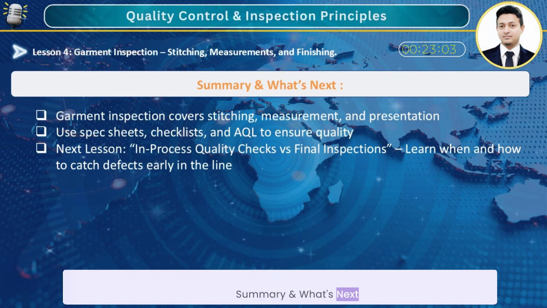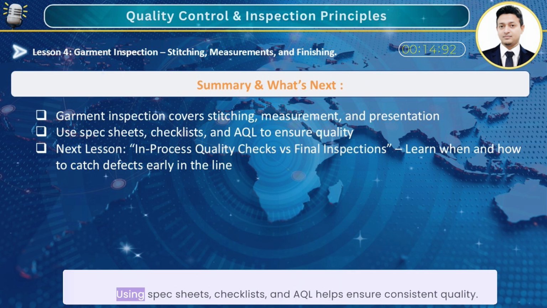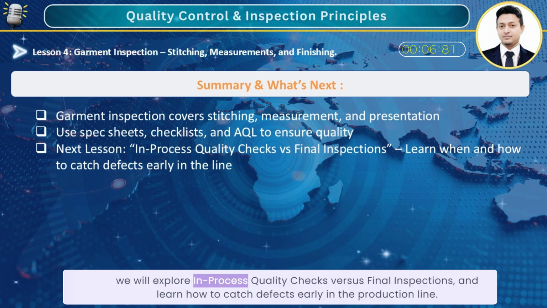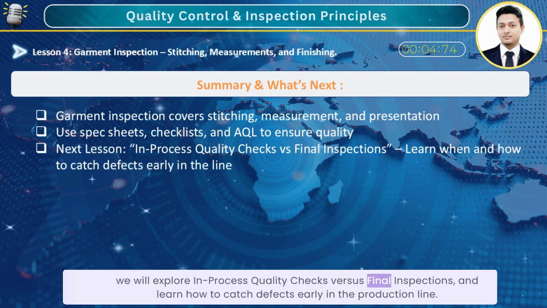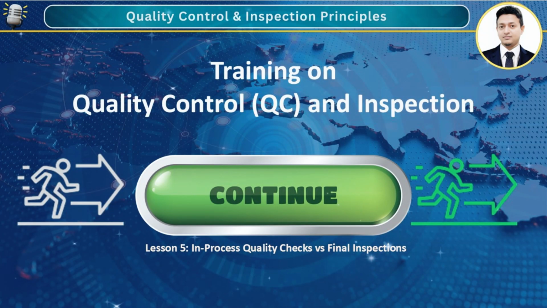Summary and what's next? To summarize, garment inspection covers stitching, measurement, and overall presentation. Using spec sheets, checklists, and AQL helps ensure consistent quality. In the next lesson, we will explore in-process quality checks versus final inspections and learn how to catch defects early in the production line.